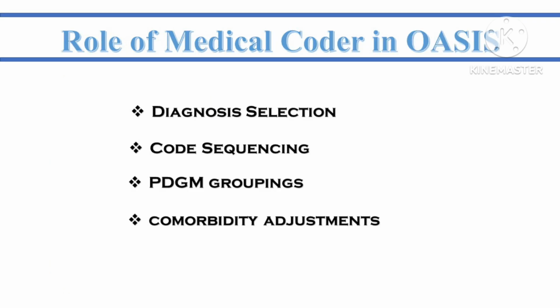Role of medical coder in OASIS. From a coder's point of view, not all sections of the OASIS are equally relevant. Coders primarily focus on sections that impact diagnosis selection, code sequencing, PDGM groupings, and comorbidity adjustments. Now in this video, we are going to discuss the most important OASIS sections that coders must understand and review carefully. I will try to make a series of YouTube Shorts on every section of OASIS in the future.